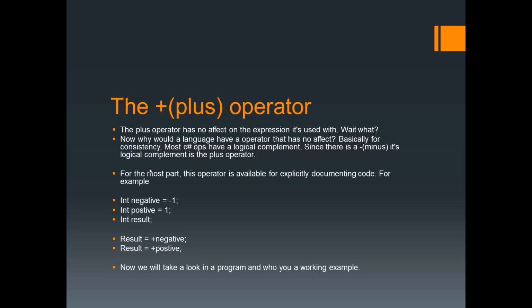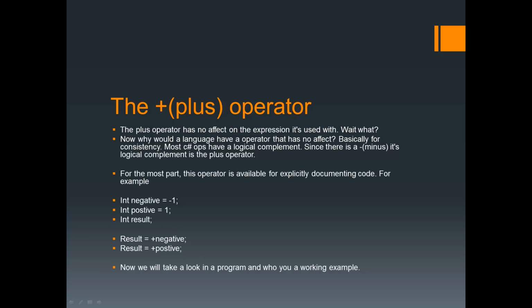For the most part, this operator is available for explicitly documenting code. For example, what we have here below is we're just declaring some variables. Int negative equals -1, int positive equals 1. You have our int result, and our result equals plus negative, and our result equals plus positive. The plus sign will have no effect on the result variable, even though we put some type of operator in front of there. So let's go ahead and take a look at that and see exactly what I mean.